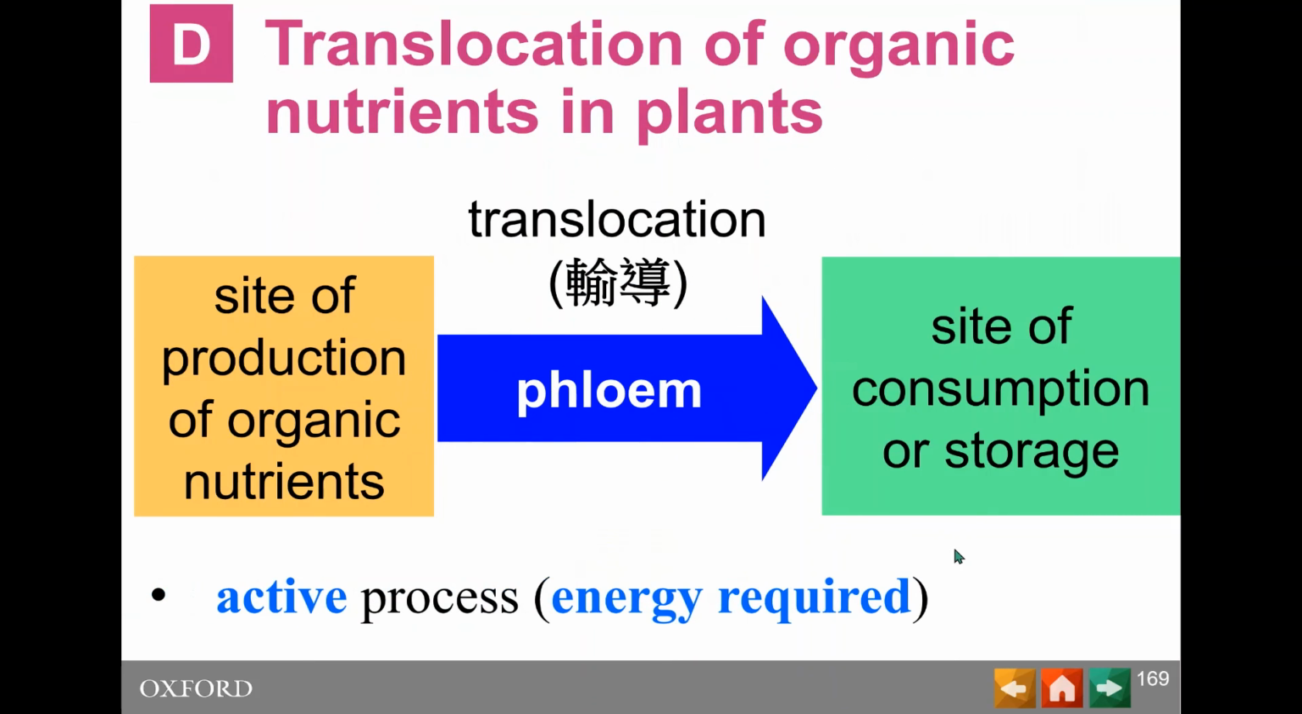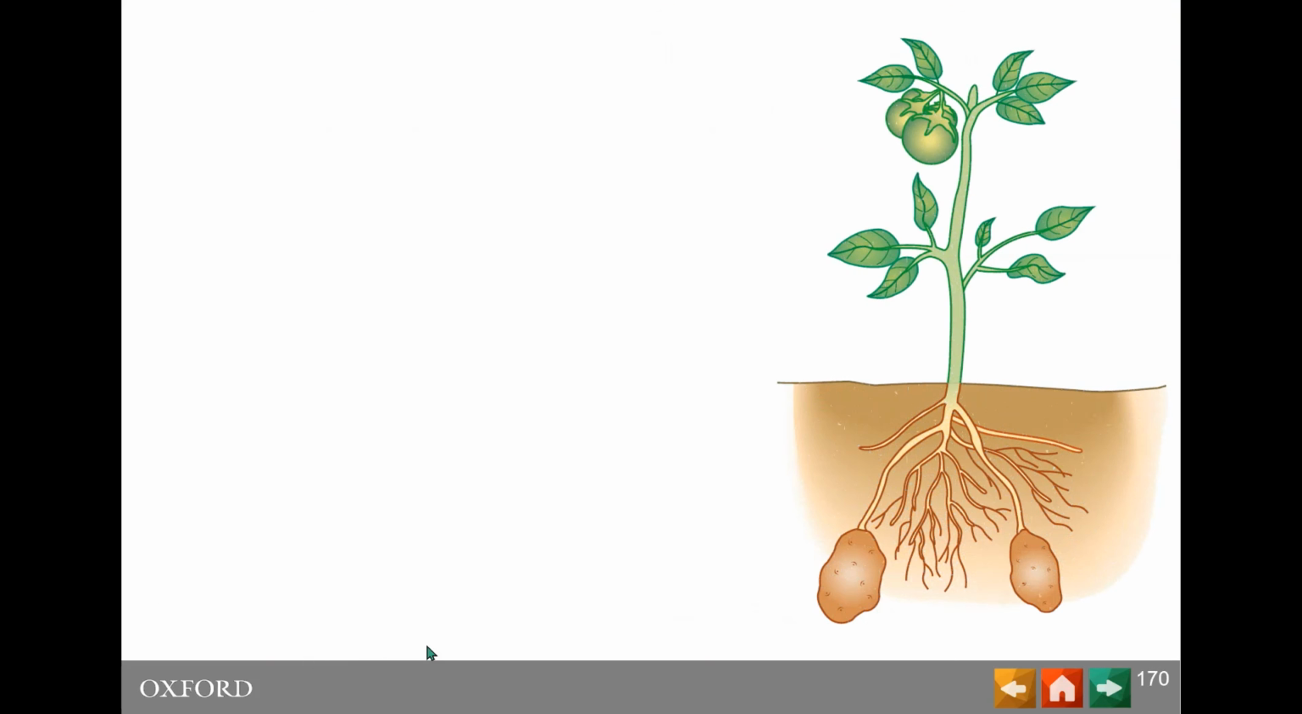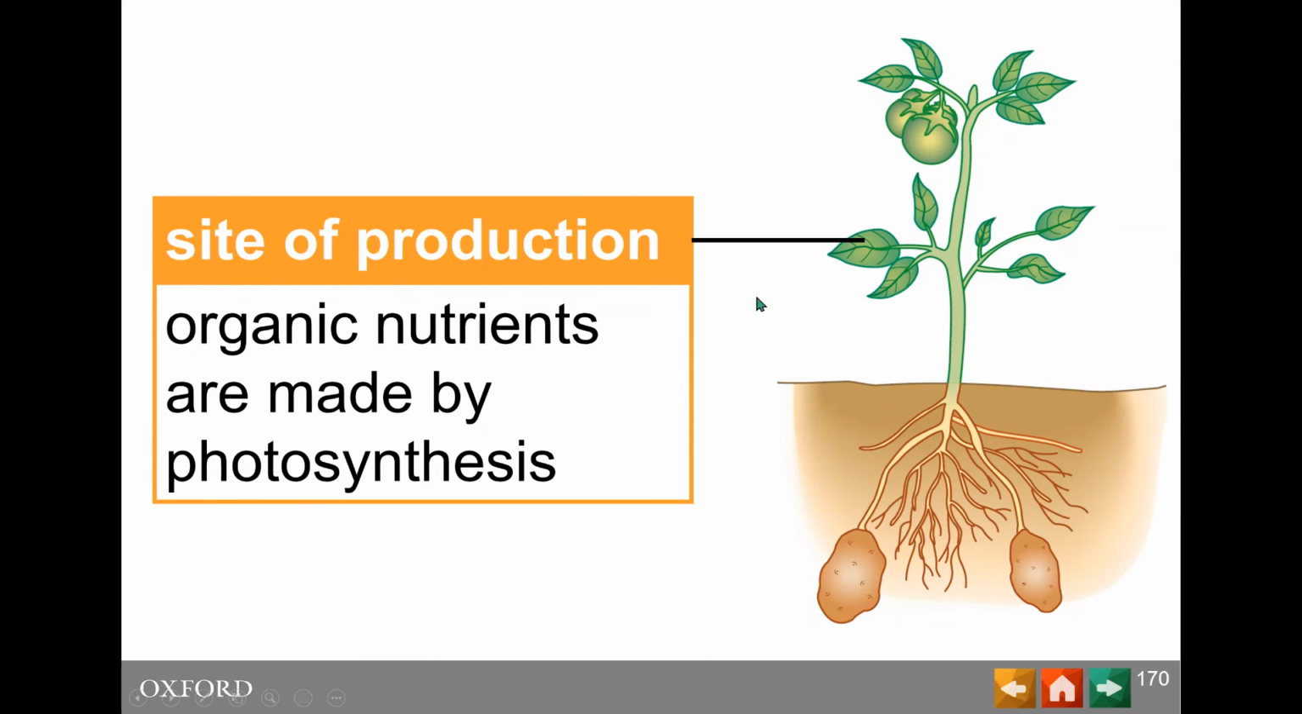Right, and lastly, the final simple thing. The transport of organic nutrients in plants is a process we call translocation. In simple words, translocation equals organic nutrient transportation. This process is an active process which requires energy. Now how does that happen?